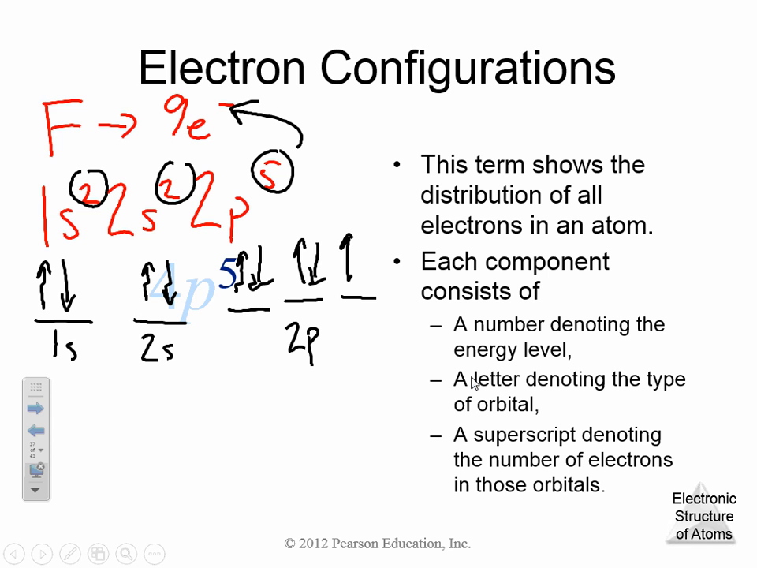Now, we're going to talk about a couple other things real quick. You may remember doing the abbreviated method, and the abbreviated method involves going back to the last noble gas.